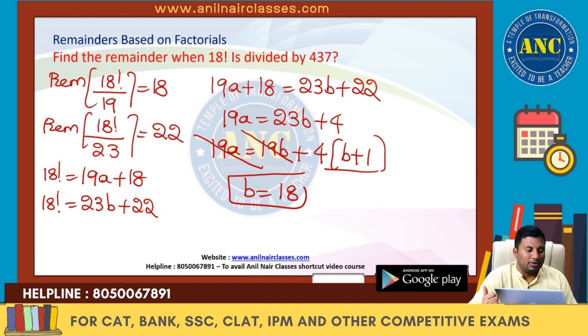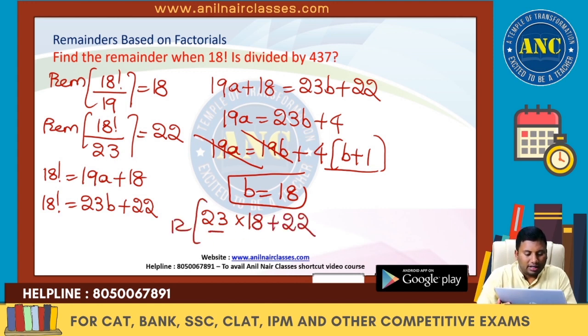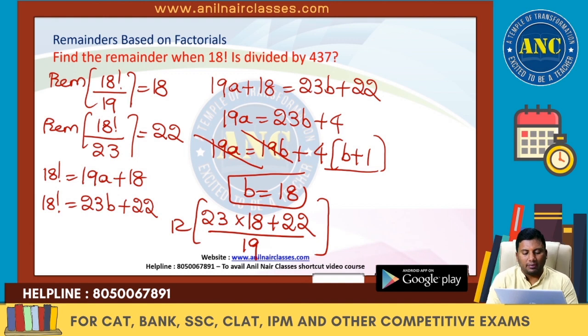If b value is 18, the answer is nothing but 23 into 18 plus 22. When divided by 19, I will get the answer. Are you all with me, sir? So 23 into 18 plus 22. How to find out the value of b?